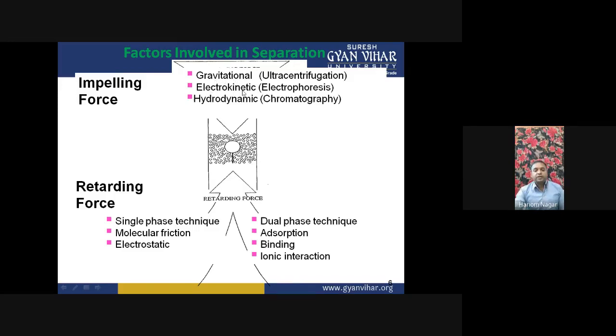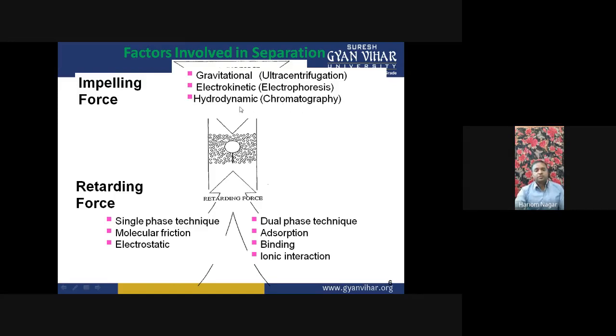And in the electrokinetic methods, the electrokinetic force is the impelling force used in the electrophoresis technique. If you talk about the hydrodynamic force, this is the responsible force in the chromatography method.